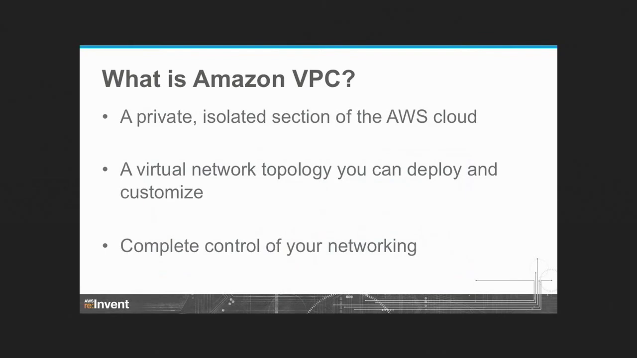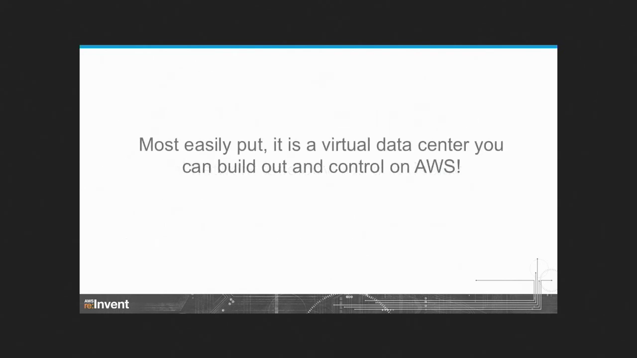All right, so what is Amazon Virtual Private Cloud? Well, really, it's a private section of the AWS cloud that you actually get control of. You own the virtual networking topology. You define the IP addressing scheme. You really have complete control over defining the footprint for a data center that you want to build virtually on top of Amazon. And so you're defining that data center footprint, so to speak. And most easily put, it is a virtual data center on AWS. That's really what you're building with Amazon Virtual Private Cloud, is a virtual data center on top of Amazon Web Services.